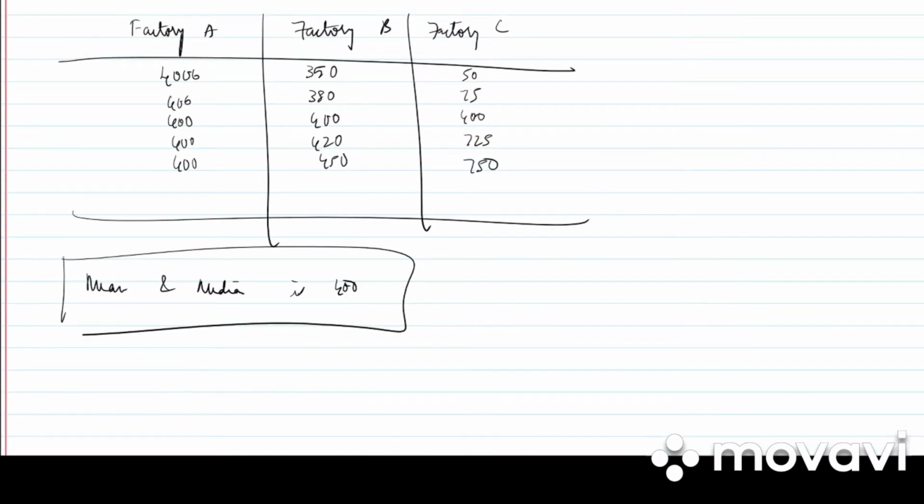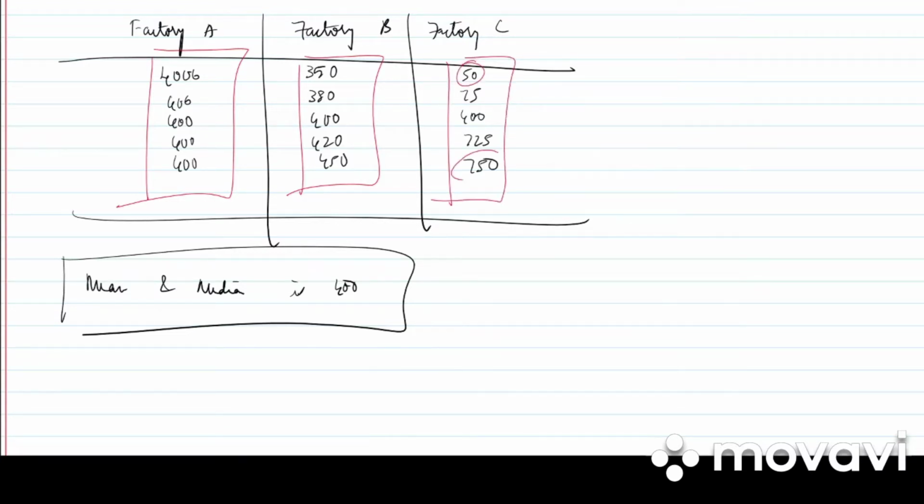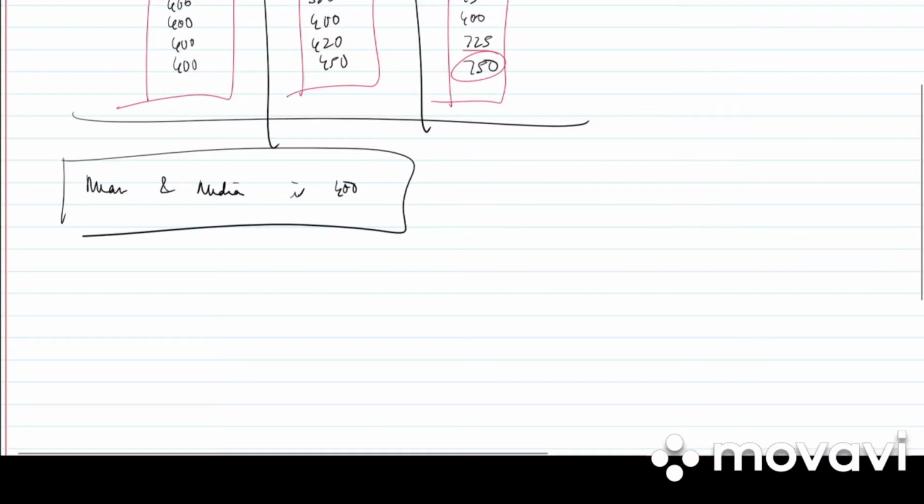Now let's go to factory A. Everything is same, that is 400. So there is no variation between the average wages, okay? And the wages paid to all the workers are the same. Then we have factory B, there is slight variation, that is 350, 380, 400. Not much variation is there. But in case of factory C, the smallest is 50 and highest is 750. There is large number of variation.